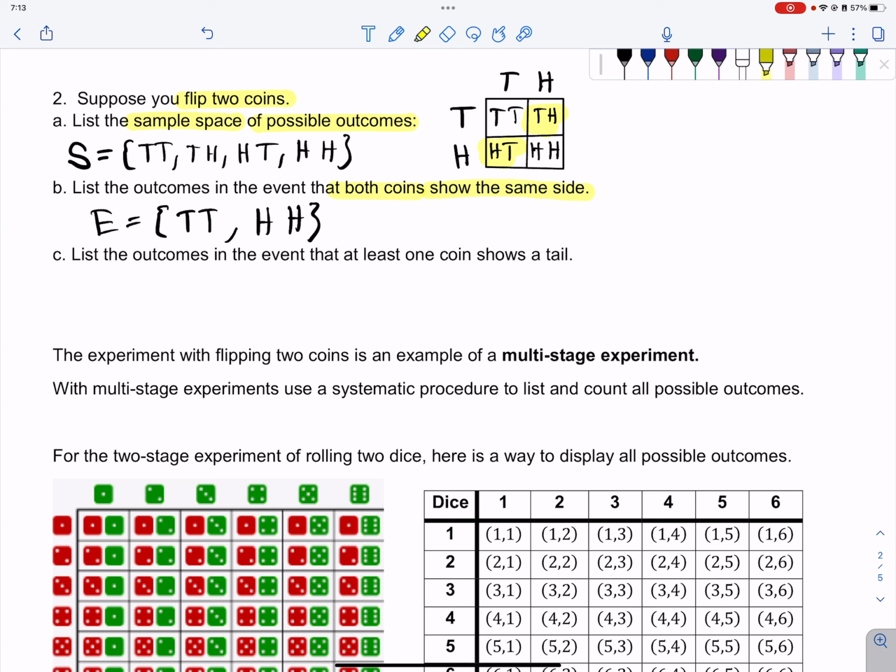The next one, we want to list the outcomes where at least one coin shows a tail. So those from our sample space that have at least one tail in them, well, tails, tails is 2 tails, that's at least 1. And then tails, heads, and heads, tails. So we have 3 different outcomes in this event.